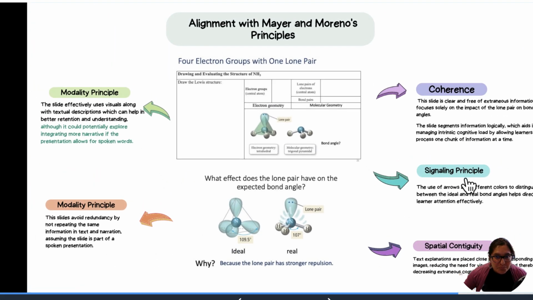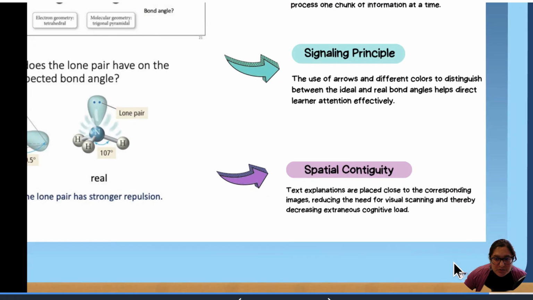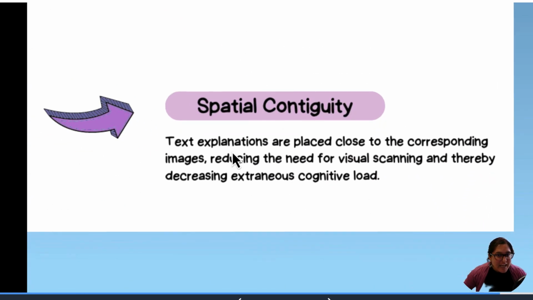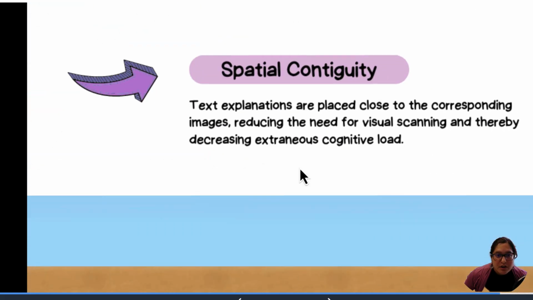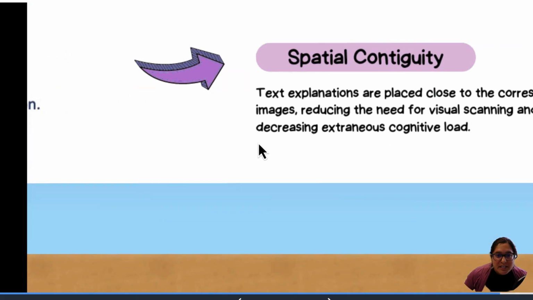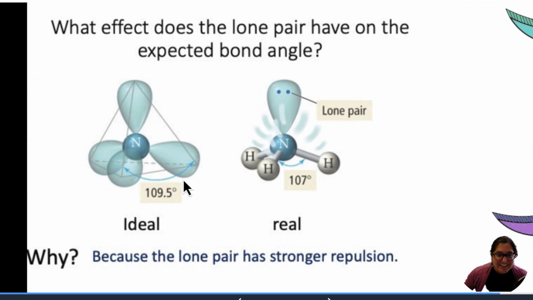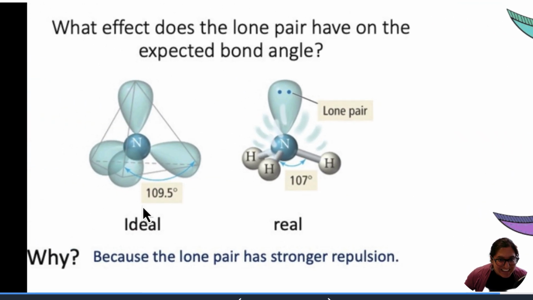So the signaling principle, we're having the students do one thing at a time. Spatial continuity. So when I look at the text and the explanations, they're placed close and they're corresponding to these images, and this can reduce that visual scanning of what all of this is new, how is it all connected, and thereby it will decrease that extraneous cognitive load. So when I'm saying this is, I don't know, it's doing that. This is the ideal, what I'm expecting, this is the real.